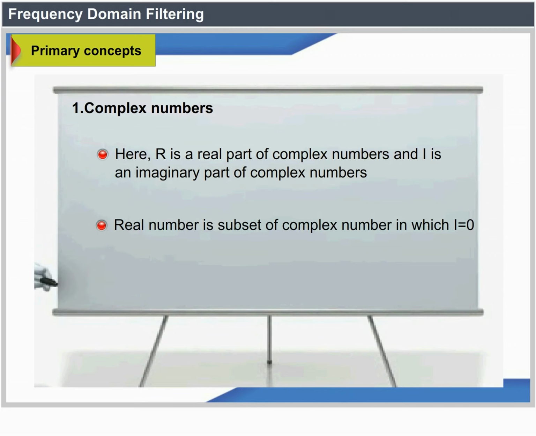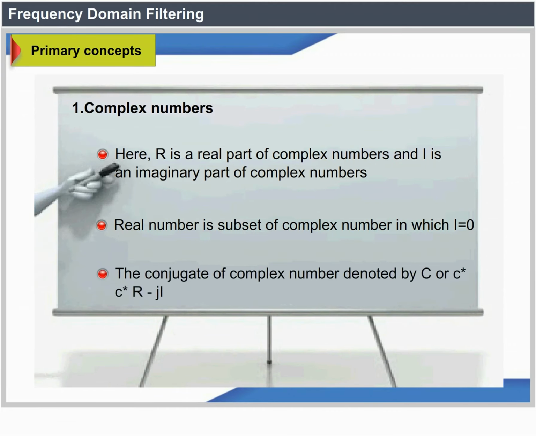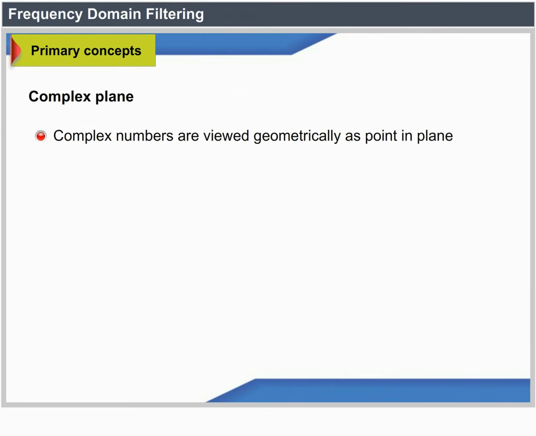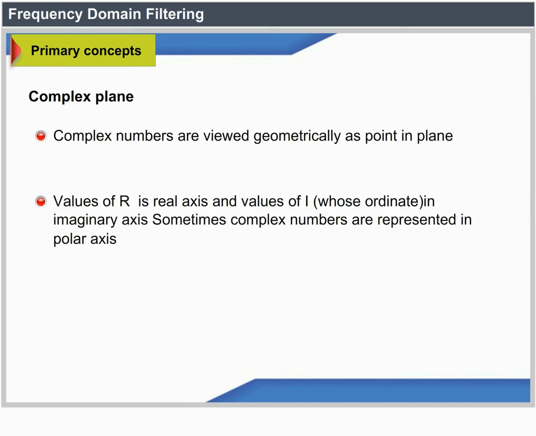Sometimes complex numbers are represented in polar form. C equals mod of C into cos theta plus J sin theta, where mod of C equals square root of R squared plus I squared. This equation represents the length of the vector extending from the origin of the complex plane to the point R, I, and theta is the angle between the vector and the real axis.